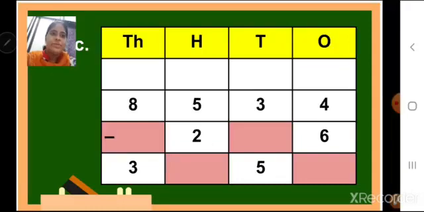Write the numbers properly. So let us begin from ones place. In ones place we have 4 minus 6. Can we do 4 minus 6? No, it is not possible. That means it is a borrowing sum. So what we will do? We will borrow from tens place.